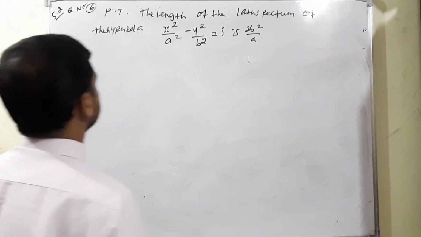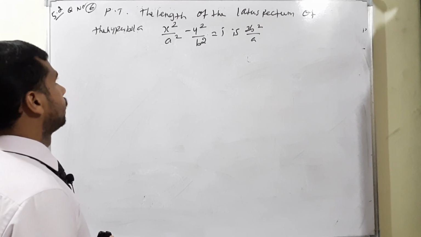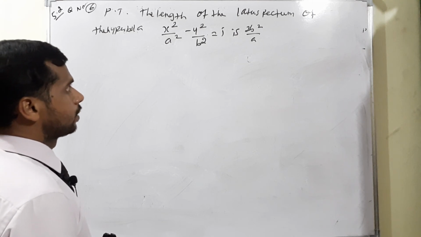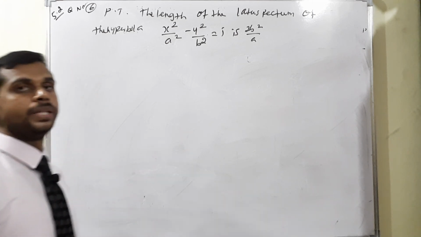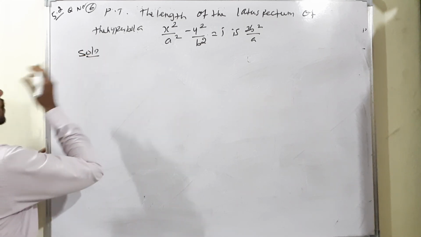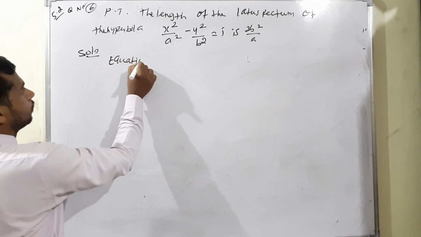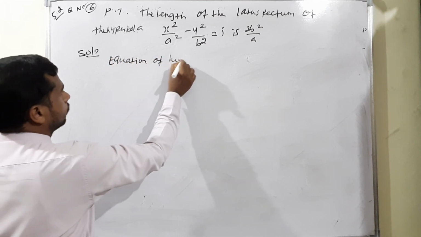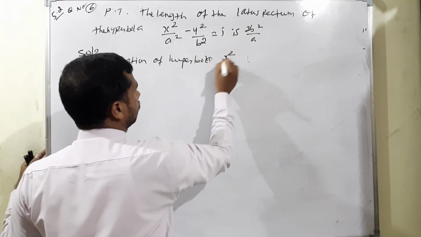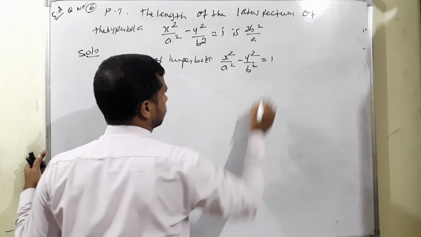So question number 6. Prove that. Okay, one of the important 3-mark questions. The length of the latus rectum of the hyperbola x square by a square minus y square by b square is equal to 1 is 2b square by a. Look at there, solution. First we have to write the equation of the hyperbola: x square by a square minus y square by b square is equal to 1.